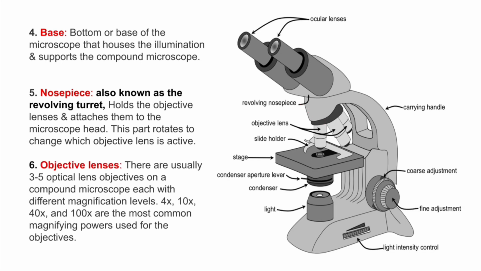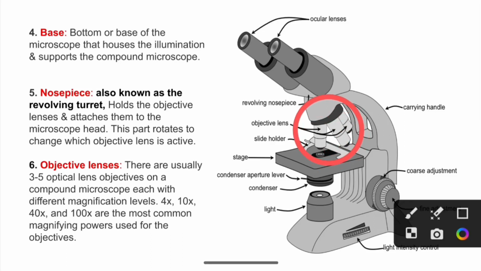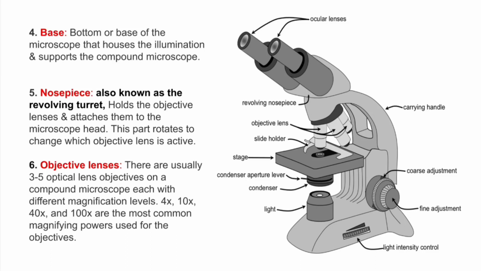Next, objective lenses. So students, these are objective lenses. There are usually 3 to 5 objective lenses on a compound microscope, each with different magnification levels. This objective lens helps to zoom the image of the specimen. And in a compound microscope, commonly used magnifying powers are 4x, 10x, 40x and 100x.